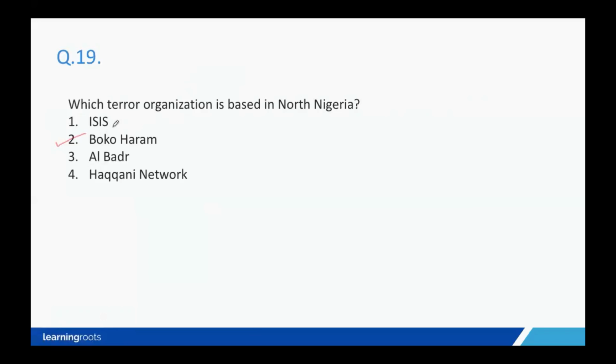Right? Again, you need to sort of logically work your way through these questions. So ISIS, if you had read at least a few articles, you would know that it is based more in the countries of Iraq, Syria, and so on. Okay, and a few more countries as well, but mainly in these two countries. Al-Badr is actually in the state of Jammu and Kashmir. Okay, Haqqani network is in Afghanistan. So Boko Haram is the organization that is based in Nigeria.